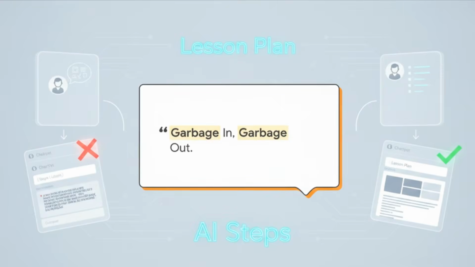And that brings us to a golden rule of AI, which brilliantly illustrates why Step 1 is so important. Garbage in, garbage out. If you give the AI vague instructions, you're going to get a generic, unhelpful lesson plan. The quality of the AI output depends entirely on the clarity of the initial info you give it. The more precise you are about your goals, the better your digital assistant will perform.